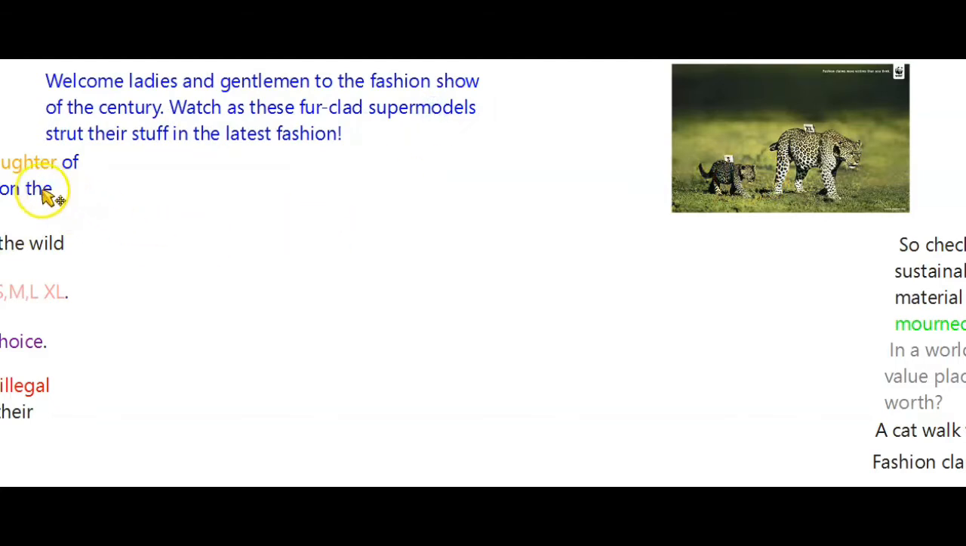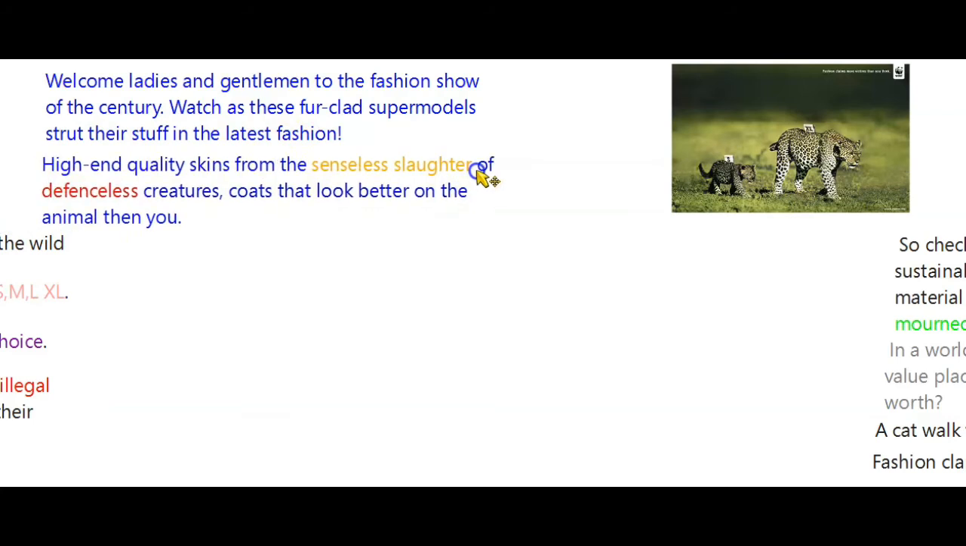Welcome, ladies and gentlemen, to the fashion show of the century. Watch as these fur-clad supermodels strut their stuff in the latest fashion. Now you might recognise that kind of language because straight away the technique that I'm trying to employ is that juxtaposition, the idea that we got from the advert that we looked at on Tuesday and Wednesday. I'm going for the language of the fashion show here, of how exciting it is. So you're right, the next sentence that I want to use is going to be that contrast.